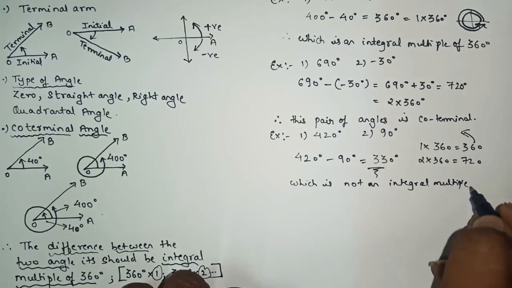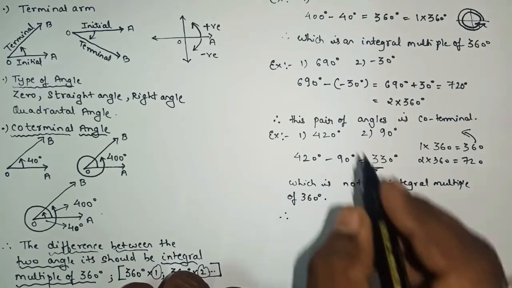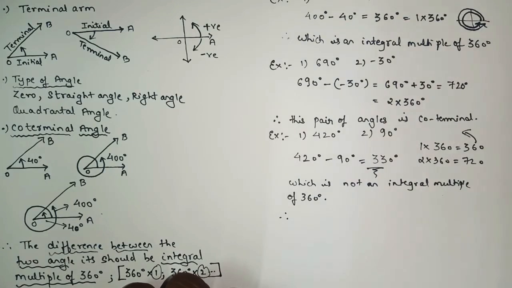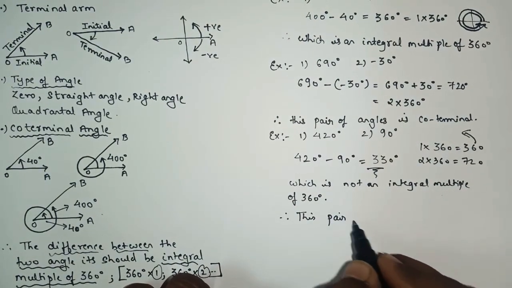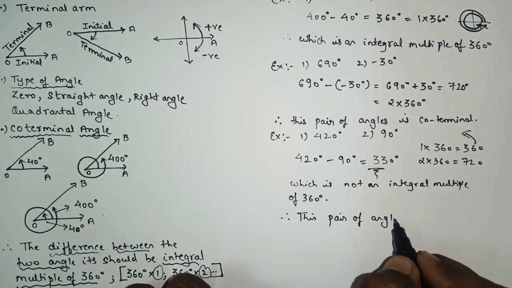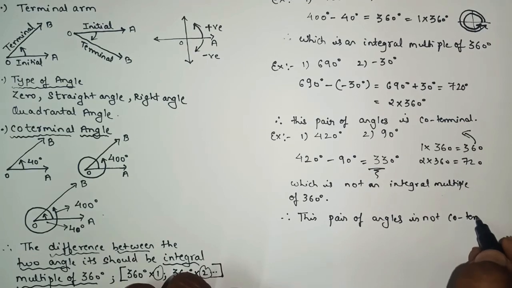If it is not an integral multiple of 360, therefore the given two angles are not coterminal. So here you will write: this pair of angles is not coterminal.